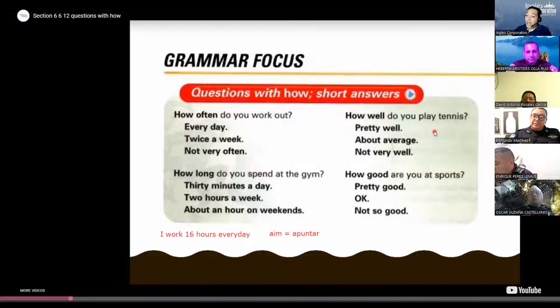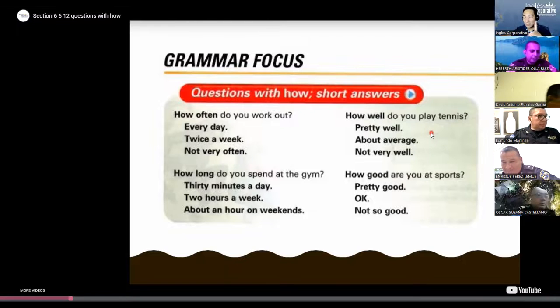Okay, how about you? How about you, Enrique? How well do you shoot? Pretty well. About average? Más o menos. About average? Or not very well? No muy bien. Not very well. Okay, so how well, cuán bien, disparas, estaba preguntando. Tiene buena puntería, okay. How well do you play tennis?